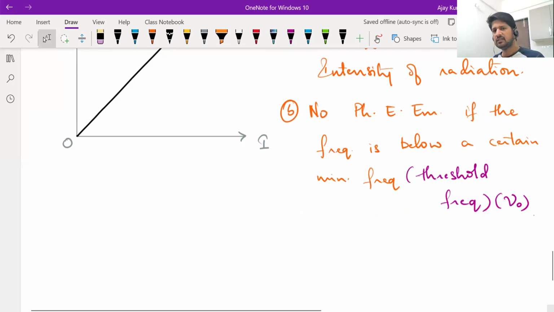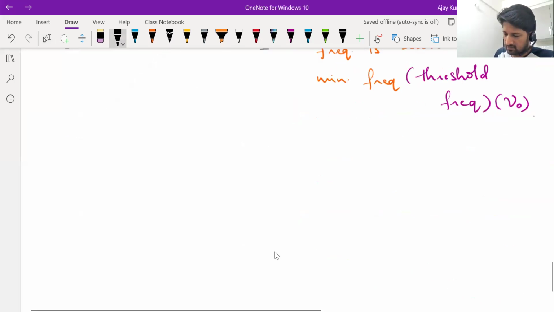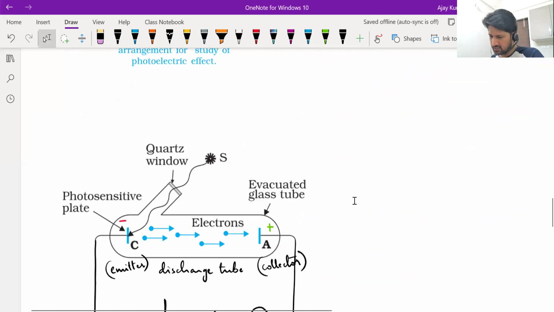The next observation is how the photocurrent varies based on the potential that is applied. Let us take the circuit diagram.